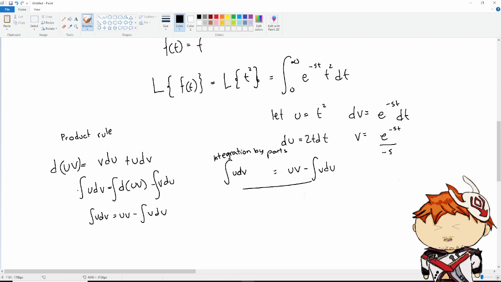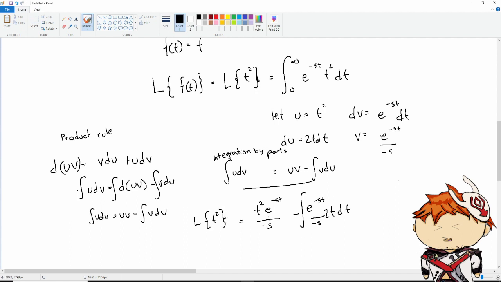uv minus the integral of v du. So uv is t squared e to the negative st over negative s, then minus the integral of e to the negative st over negative s times 2t dt. I'm gonna put the 2 beside t. There we go, and that is equal to the Laplace transform of t squared.